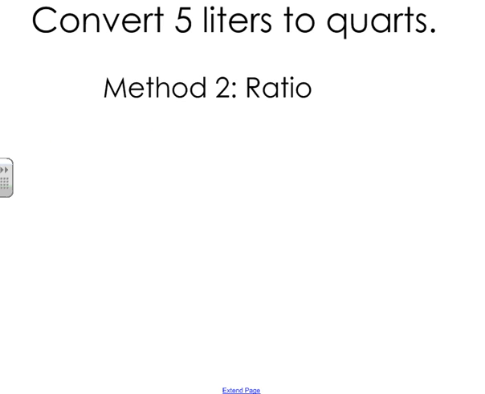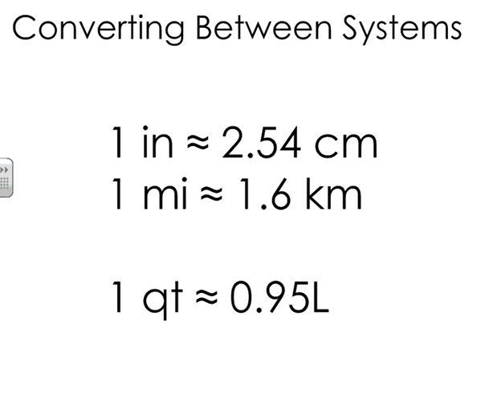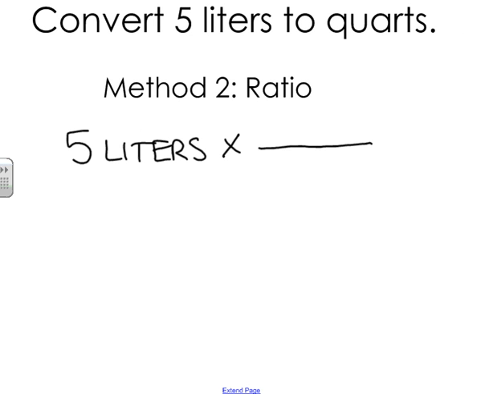Next, we're going to see the same problem done a different way. I'm going to convert 5 liters, so I'm going to start with that amount. Now I'm going to multiply it by a special form of 1, and I'm going to set up this form of 1 so that it works out. I'm still going to use the conversion factor that they gave. So I'm still going to use 1 quart is approximately 95 hundredths of a liter. Except this time, I'm going to put the liters in the denominator and the quarts in the numerator.